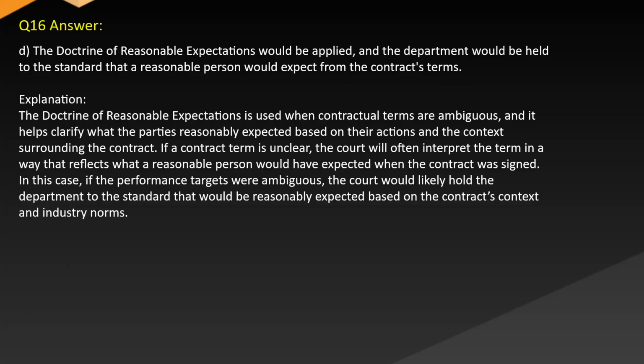Answer: D. The doctrine of reasonable expectations would be applied, and the department would be held to the standard that a reasonable person would expect from the contract's terms. Explanation: the doctrine of reasonable expectations is used when contractual terms are ambiguous, and it helps clarify what the parties reasonably expected based on their actions and the context surrounding the contract. If a contract term is unclear, the court will often interpret the term in a way that reflects what a reasonable person would have expected when the contract was signed.